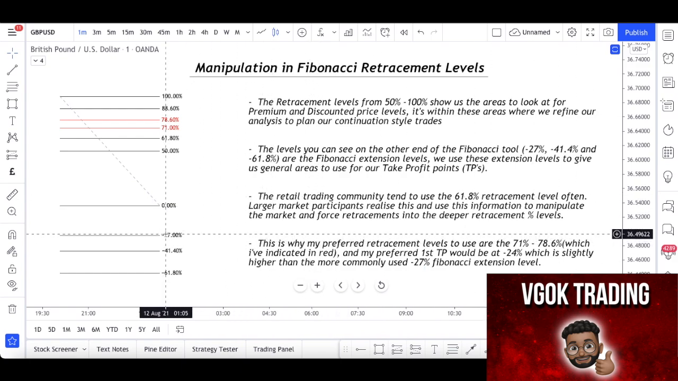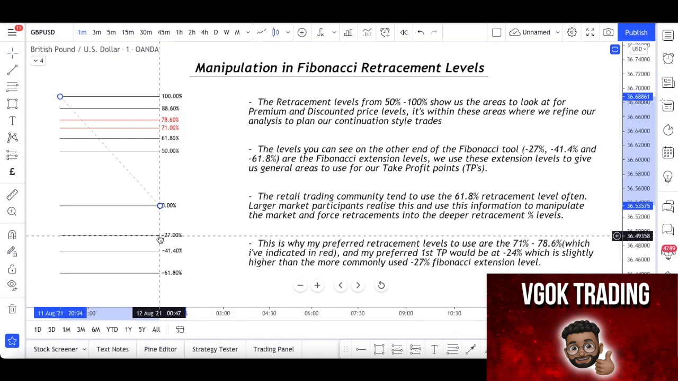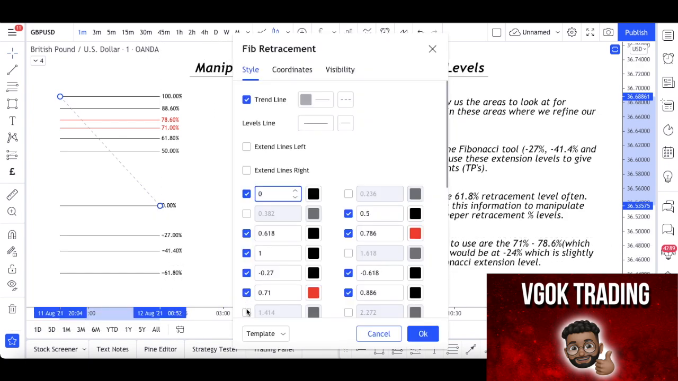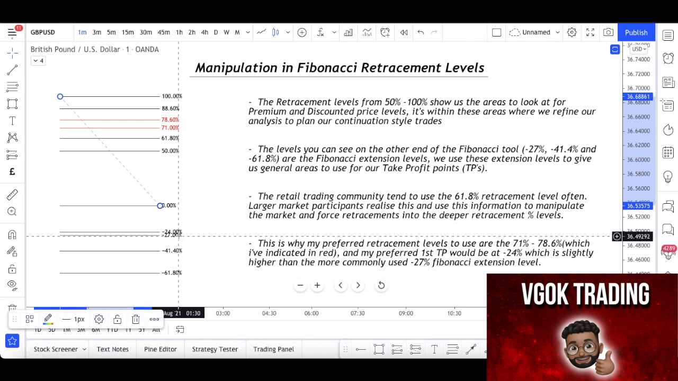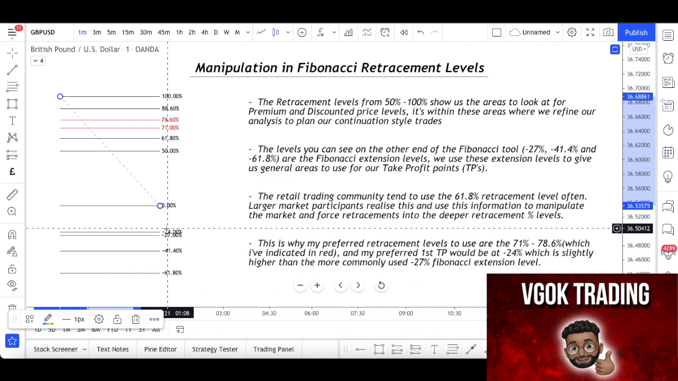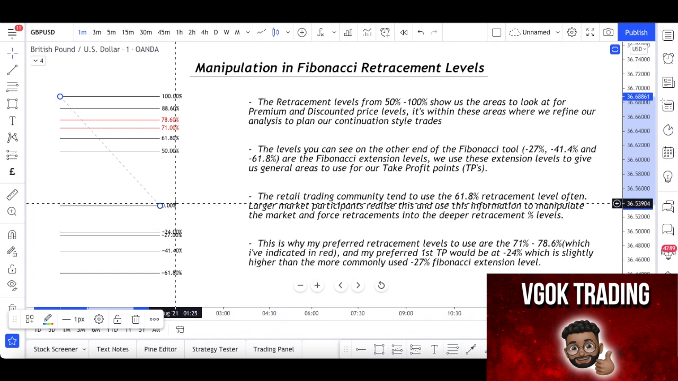So you can see the minus 27% is going to be right here. And then if I was to put in the minus 24%, so say I'll just add another one and put in the minus 24%. You can see that the minus 24%, and sometimes I even use minus 20%, is because if I'm looking to take profit in this relative area, price isn't always going to make it all the way down to that minus 27%, because it's such a widely used extension level by the retail trading community.